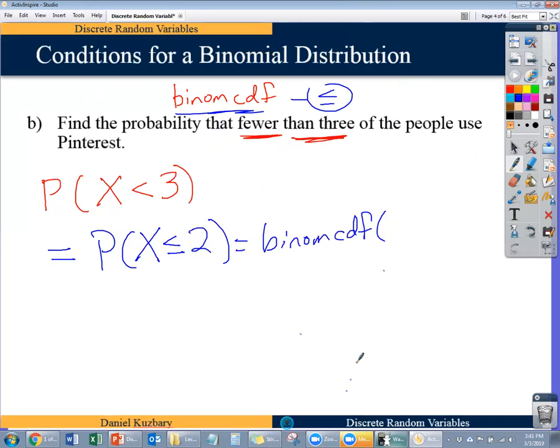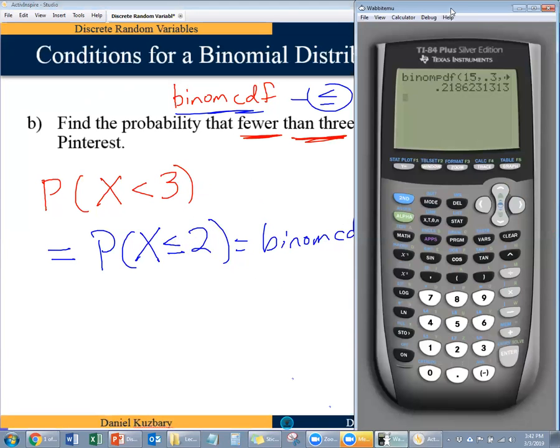And I think you do the same order. I think you do N, comma, P, comma, X, which means I'm going to do 15, comma, 0.3, comma, in this case it's going to be 2. And when I type 2 in my calculator, it's going to assume I mean less than or equal to 2. So I can't put 3 in there because it would think less than or equal to 3, and there's no equal sign. So I've got to use this one. It's just the way the calculator works, and it's going to work out well.